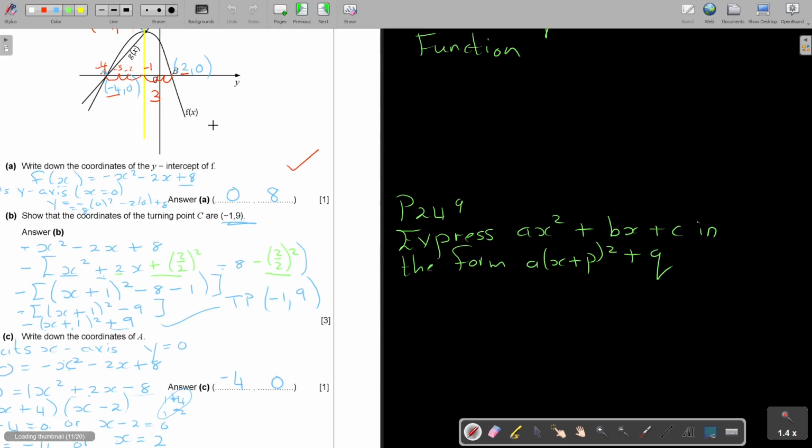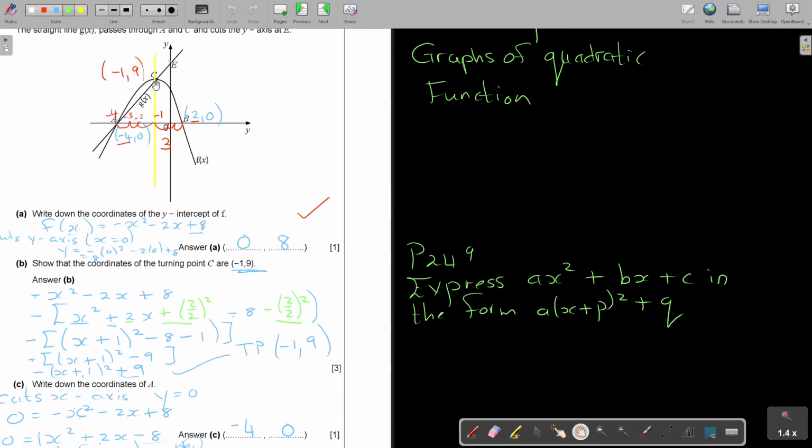So let's go back and see what points I have. I have this point, -4 and 0, which I worked out now. And I have the turning point. Do you see? I have that turning point there. So these are the 2 points that I'm going to work with, A and C. Let's go back to that page and write it down.